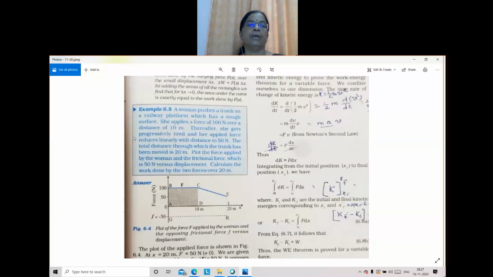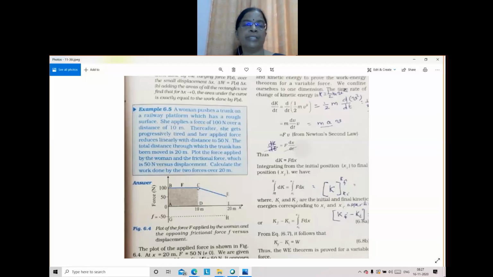See, a woman pushes a trunk on a railway platform which has a rough surface. She applies a force of 100 Newton over a distance of 10 meters. So that part we can draw. First you can mark 50 Newton also is coming. So you can mark 50 here, then 100 here. So 100 Newton she applies for a distance of 10 meters. So 10 meter, 20 meter. Two distances are coming here, 10 meter and 20 meter. Up to 10 meter, she applies a force of 100 Newton.